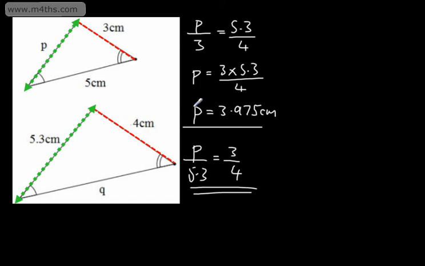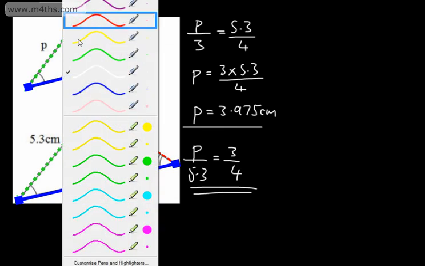Okay, now we're going to find Q. What I strongly suggest is that you don't use the value you've just found for P. If that's wrong, your answer for Q is going to be wrong. So all I'm going to do is take the information we're given in the question to solve for Q.